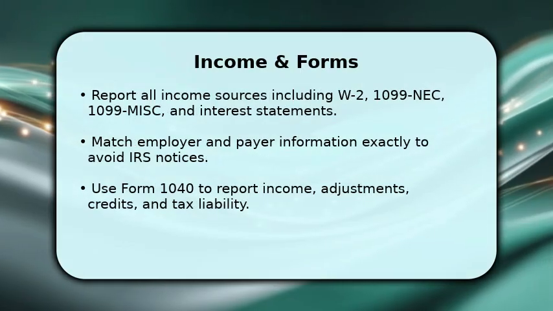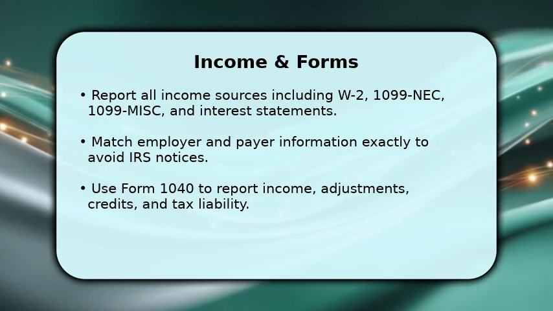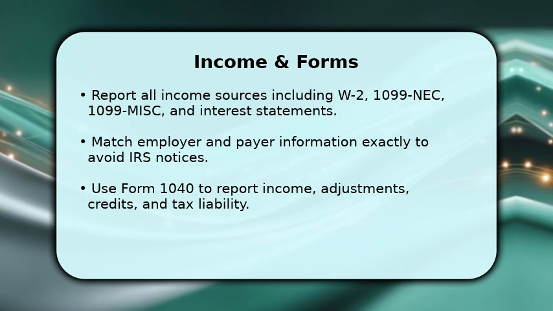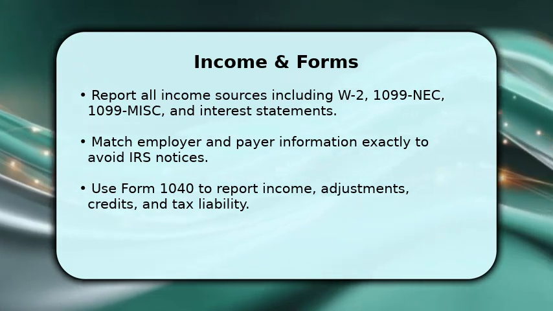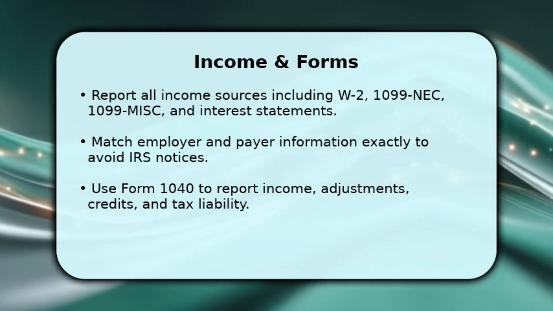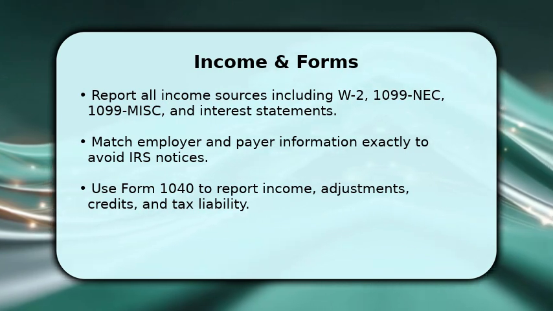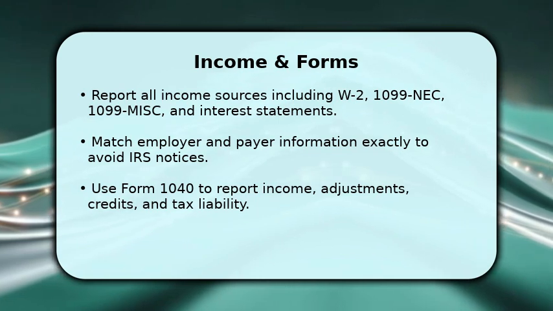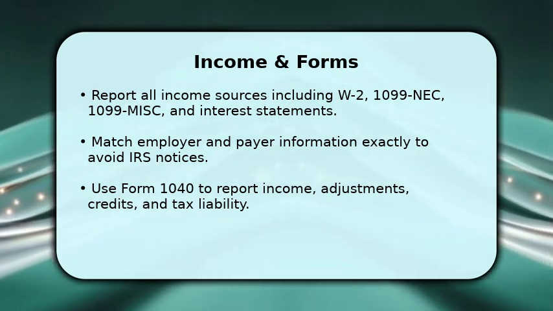Start by collecting W-2s and every 1099 that applies, including 1099 NEC and 1099 MISC. Enter wages, freelance income, and interest into Form 1040 accurately. Record pre-tax deductions like retirement contributions and health savings accounts. I will explain adjustments and how they lower taxable income, and then we will cover tax credits that reduce what you owe dollar for dollar. Follow along to keep your filing organized and correct.